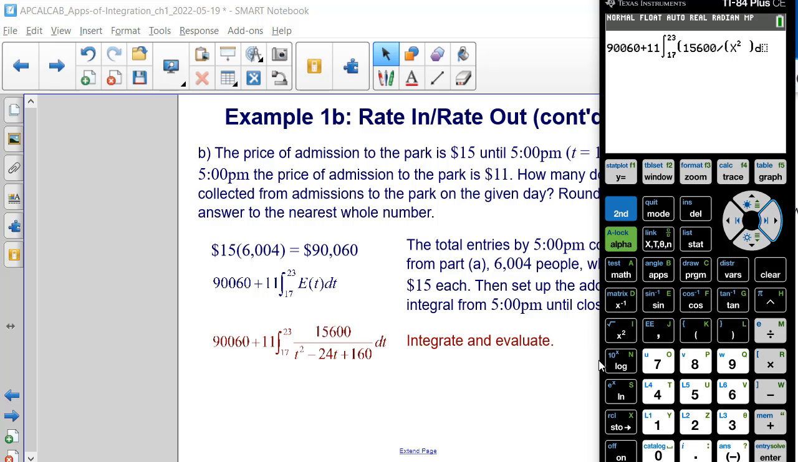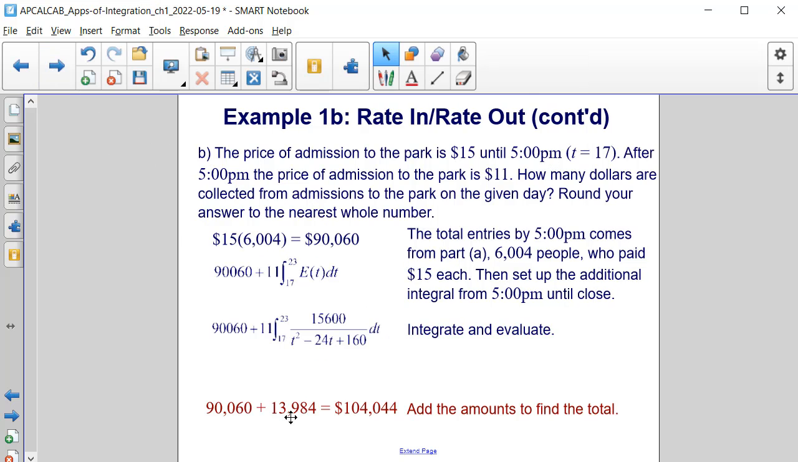So I have x squared minus 24x plus 160, close the parenthesis for the polynomial, and then we're integrating with respect to x because I used x values here. And then when we press the equal sign, we get $104,044 if we round it to the nearest whole number as the question states.